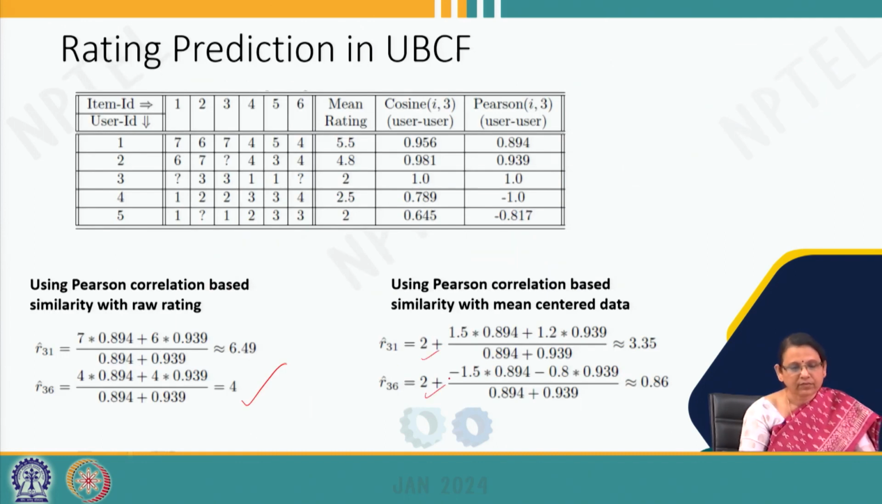Whose mean? The mean of user 3. What is the mean of user 3? He has given ratings for 4 items: 2 items 3 and 3, 2 items 1 and 1. So, 3 plus 3 plus 1 plus 1, divided by 4. So, 6 plus 2, 8 by 4, that makes it 2.